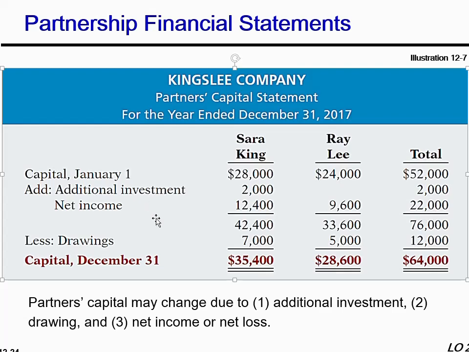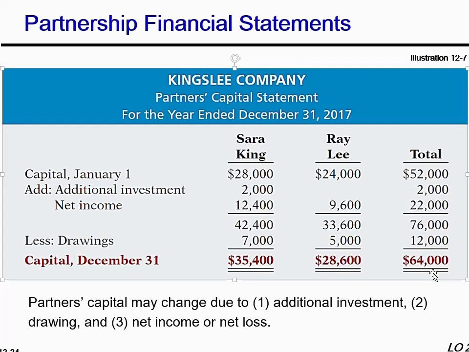Then I also showed you that Sarah made drawings of $7,000 and Ray made drawings of $5,000. Drawings decrease the partners' capital, exactly the same way drawings by sole proprietors decrease their capital. So the partnership's capital also decreases because of drawings. 42,400 changes to 35,400, which is the ending capital balance for Sarah because no other changes happened. Ray has 28,600 after subtracting the drawings from his capital balance, and adding the ending capital balances comes to 64,000.